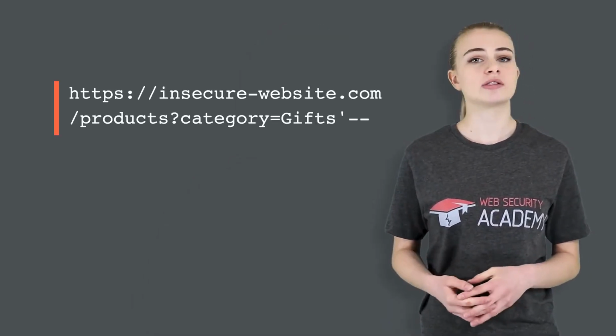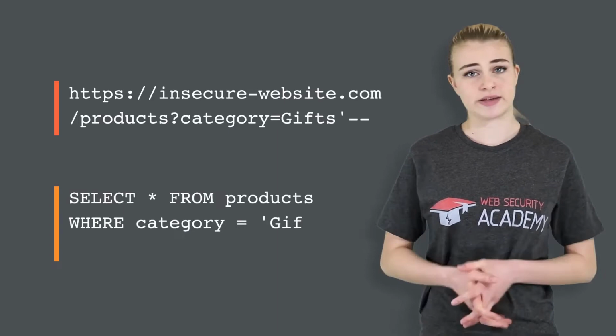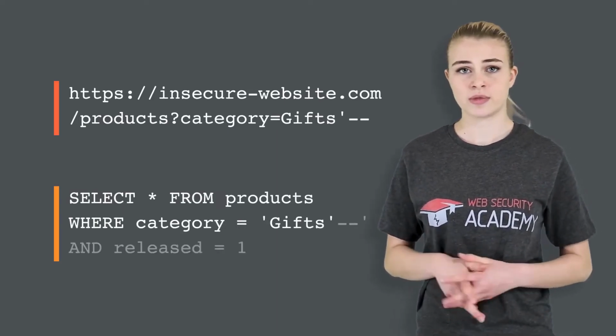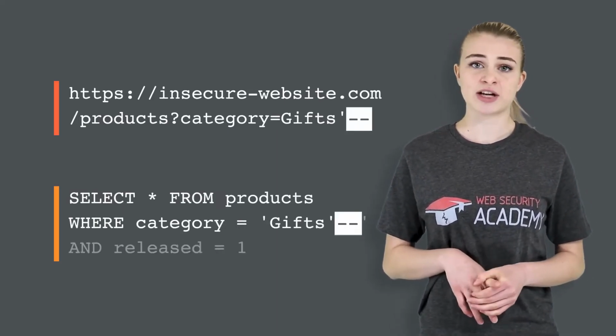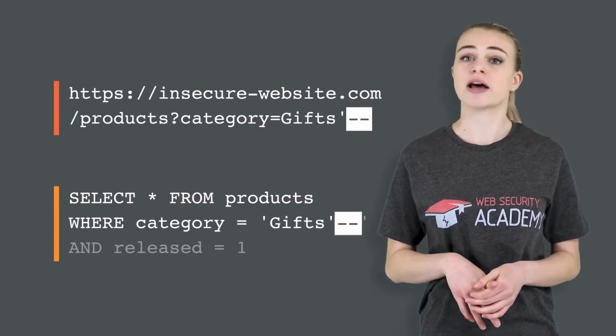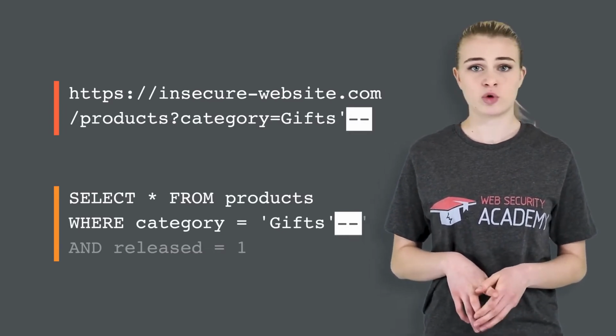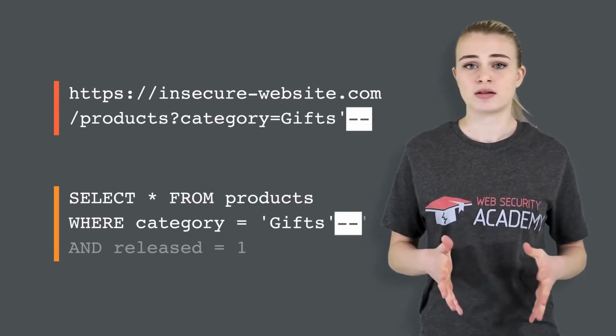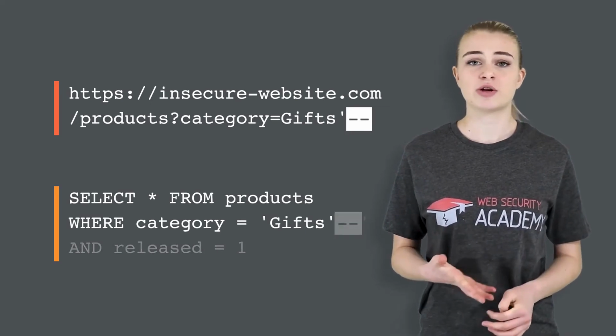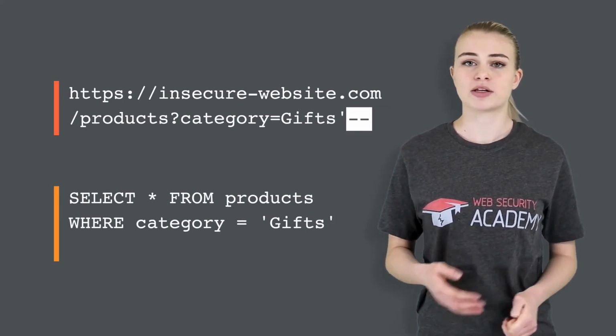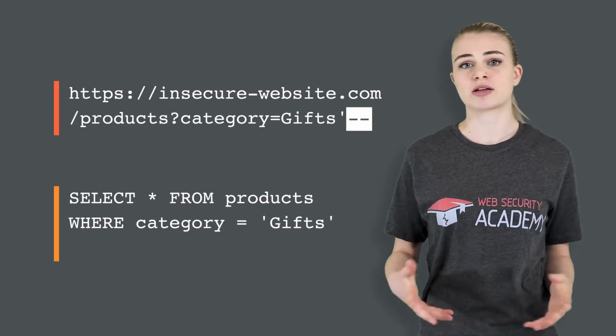The application doesn't implement any defenses against SQL injection attacks, so an attacker can construct an attack like this, which results in this SQL query. The key thing here is that the double dash sequence is a comment indicator in SQL, and means that the rest of the query is interpreted as a comment. This effectively removes the remainder of the query, meaning that all products are displayed, including unreleased products.